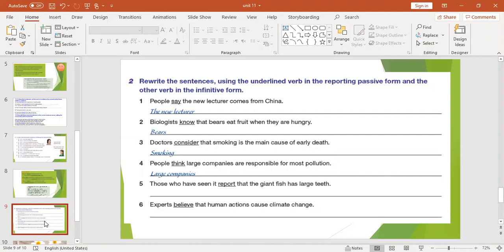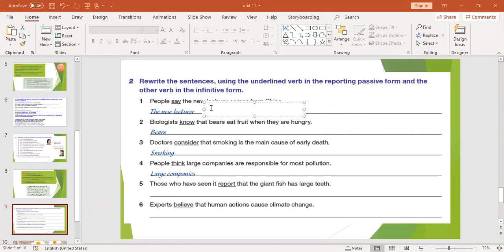Rewrite the sentences using the underlying verb in the reporting passive form and the other verb in the infinitive form. People say the new lecturer comes from China. Again, here we are given some information that we are not sure about. People say something, but do they say the new lecturer comes from China? Our main topic thing we are talking about is the new lecturer. Also, it is given. كمان هون مساعدنا شوي إن هو معطينا إياها.